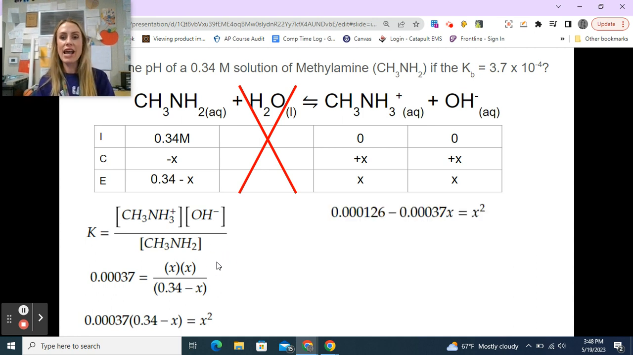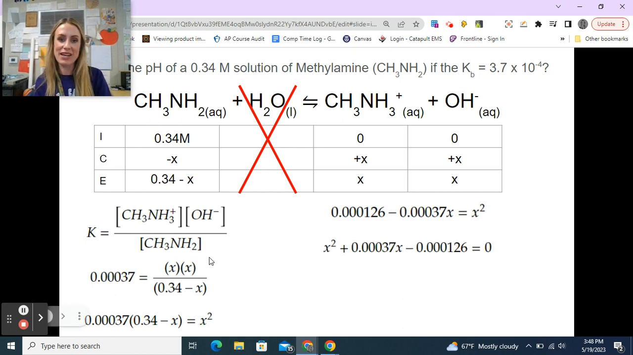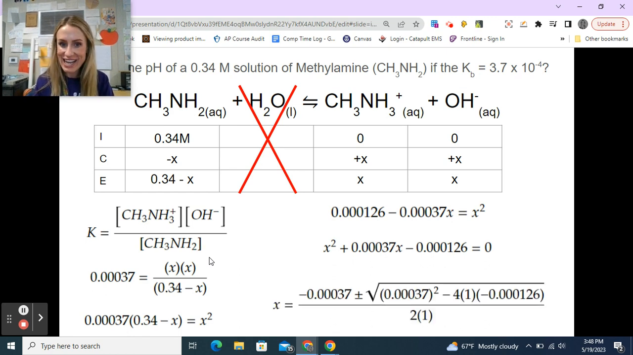And then again, I have a quadratic, so I'm going to get everything on one side of that equal sign in order to do my quadratic formula. So again, I like a positive a term, so I'm going to get everything over with that x squared. So I get plus 0.00037x minus 0.000126 equals 0. And then we do our quadratic formula again. I won't sing for you again. I know you're probably getting sick of it at this point, but this is what our quadratic formula looks like.